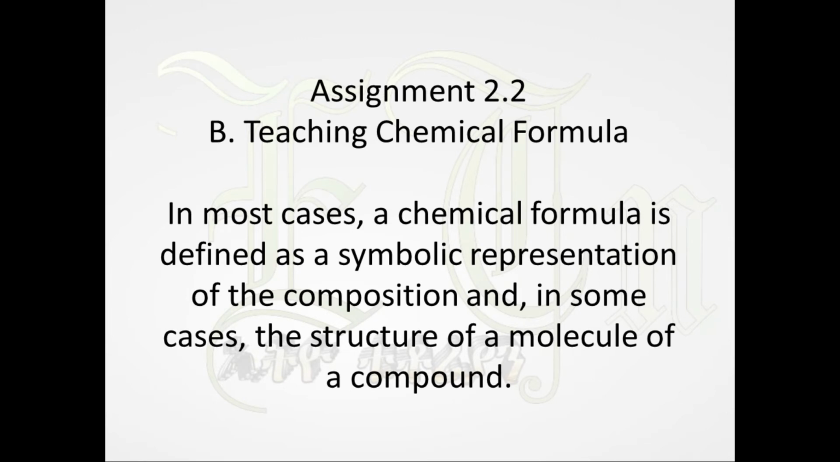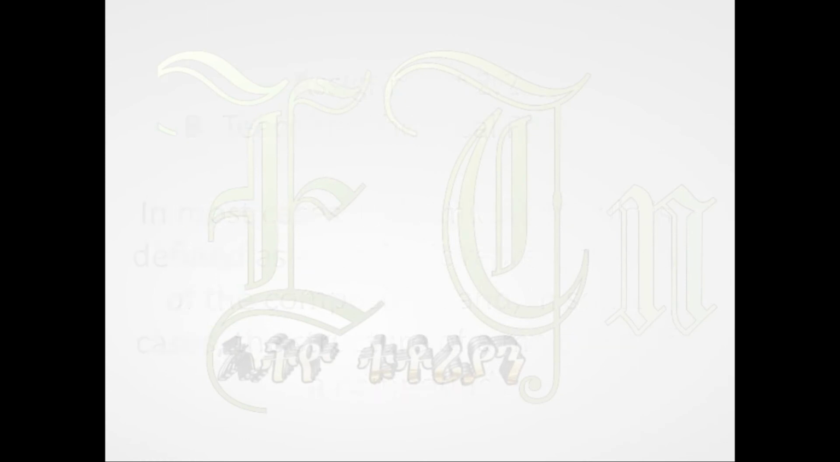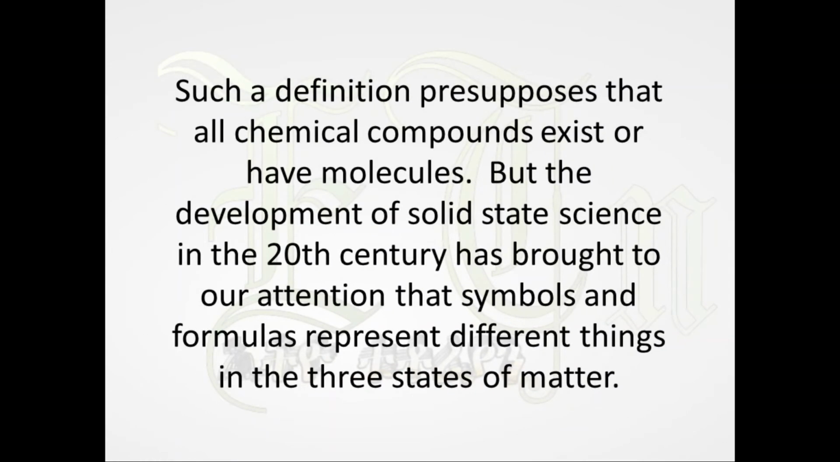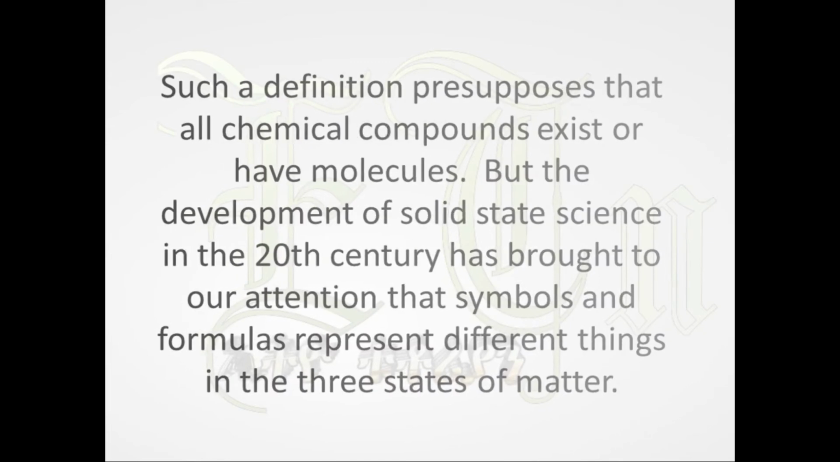In most cases, a chemical formula is defined as a symbolic representation of the composition, and, in some cases, the structure of a molecule of a compound. Such a definition presupposes that all chemical compounds exist as molecules. But the development of solid-state science in the 20th century has brought to our attention that symbols and formulas represent different things in the 3 states of matter.